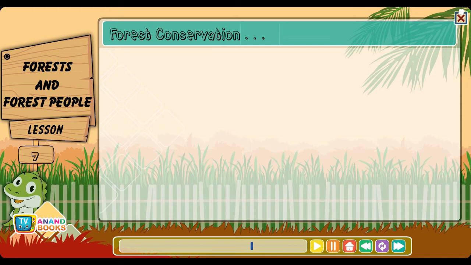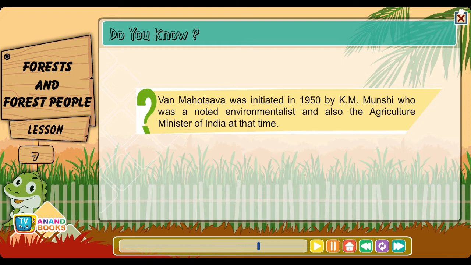Did you know? Van Mahotsav was initiated in 1950 by K.M. Munshi, who was a noted environmentalist and also the Agriculture Minister of India at that time.